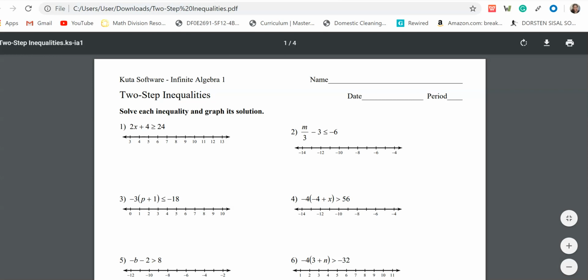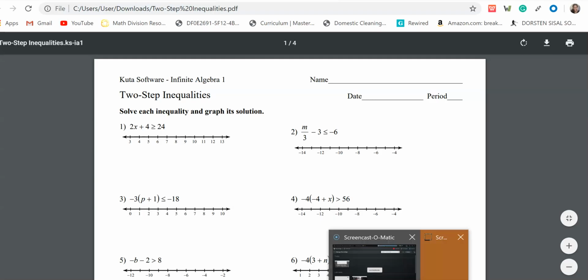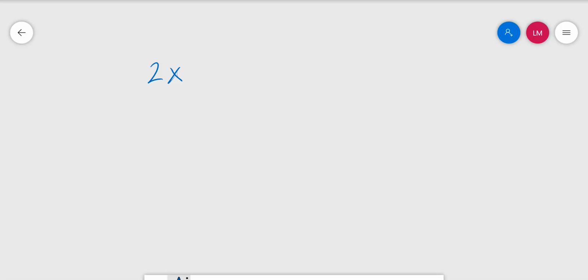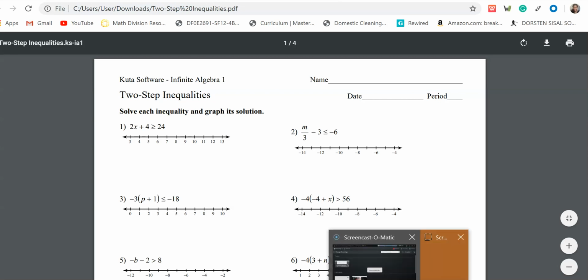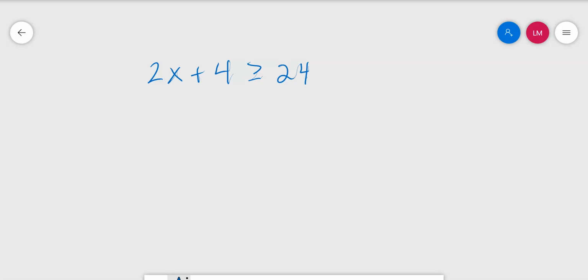Okay, alright, so the biggest thing is, let's look at number one. I think it was greater than or equal to 24. Let me check back at the worksheet. Yeah. All right. So notice I'm going to do two steps.